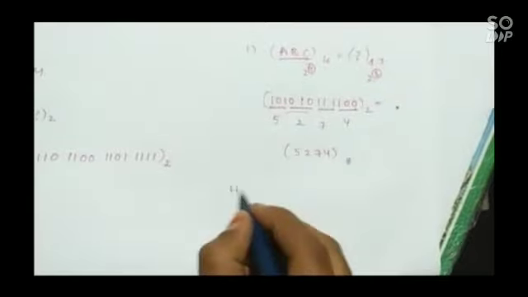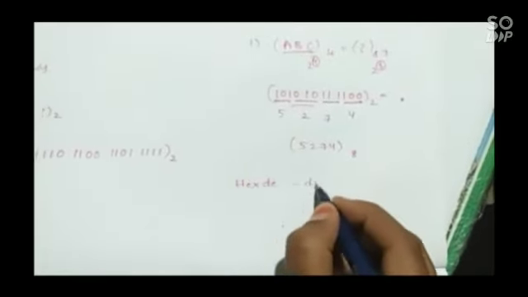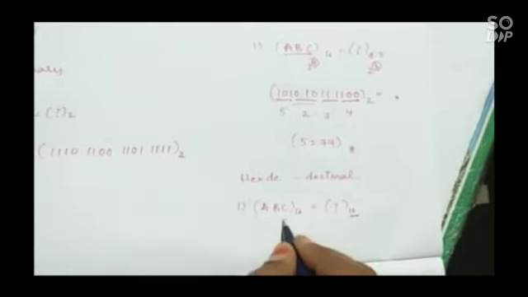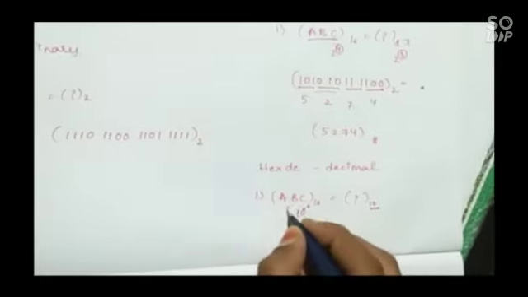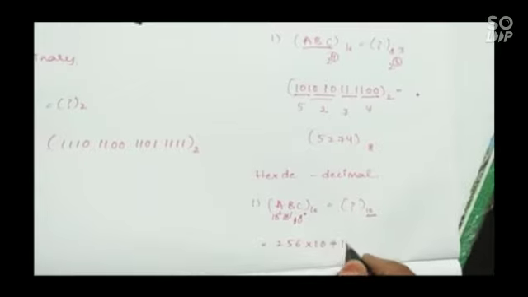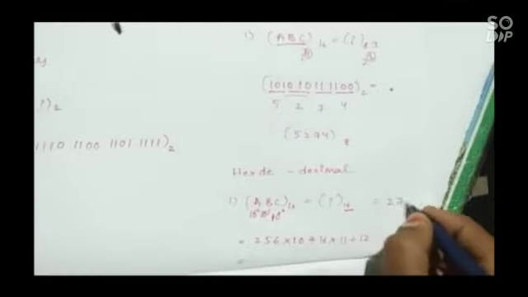And at last hexadecimal to decimal. Let us take one example. Base 16 to base 10. While converting into base 10, we will take powers of this base: 10 power 0, 10 power 1, 10 square. So here we get 2748 as the base 10 value.